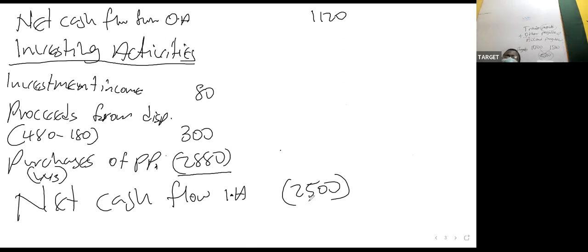So we won't take it from the net cash flow from operating. When you are done with the financing, you come and add all the three together. All the three. Yes, all the three. That's why you have to step it down. Now let's go to the next one. Friends online.